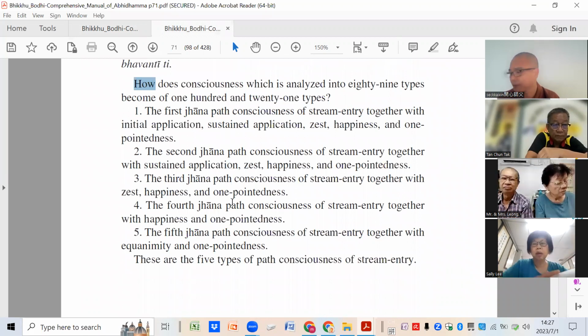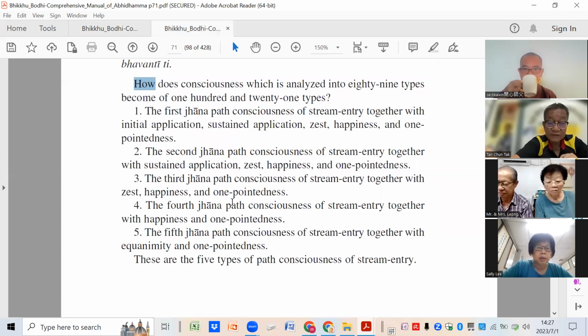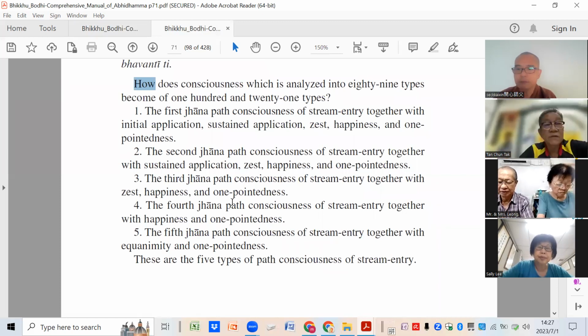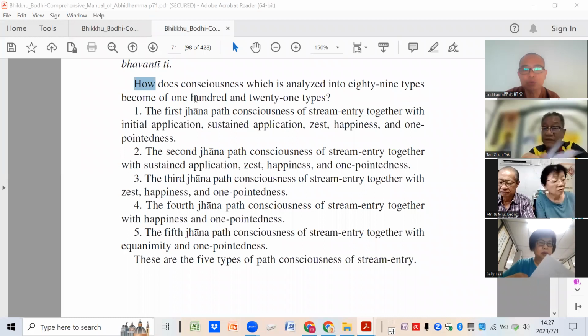Okay. On the mic, please, Junta. Okay, which page is that? Yeah, here, page 71. Will you take a look at page 71 on the screen? Sure.